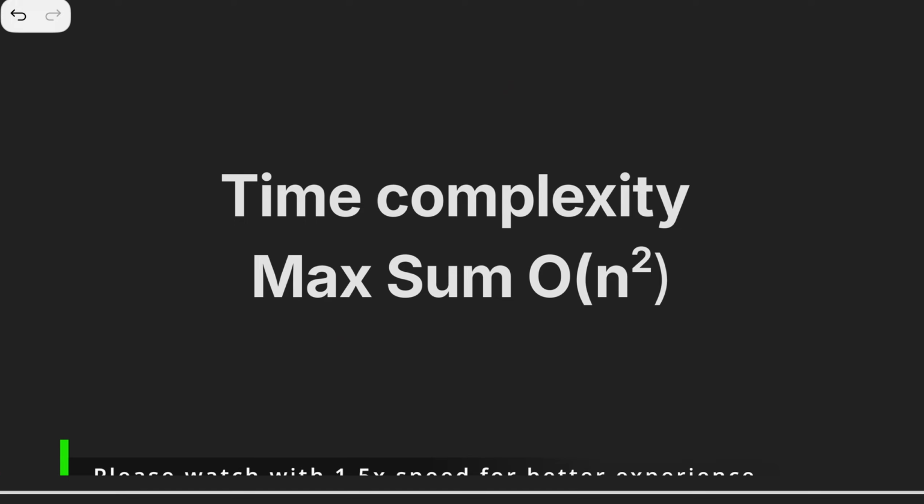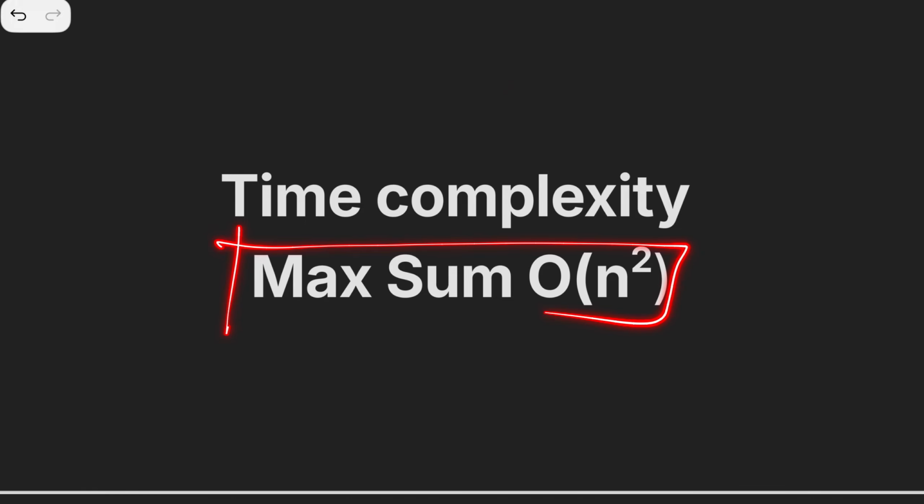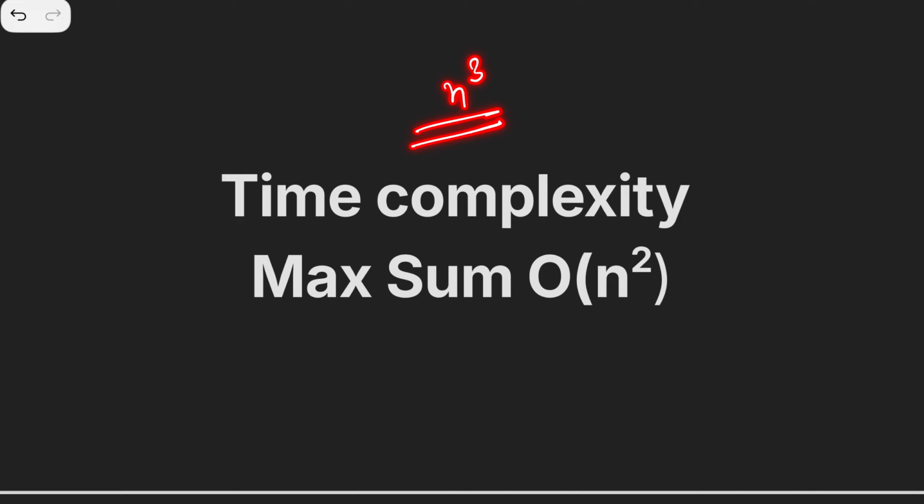To understand time complexity by an example, we have taken a standard problem, that is max sum. We have already seen how exactly we can solve the max sum problem with an n cube algorithm. I will put that video in the card. Please do watch that video before you watch this. In this video, we are going to solve that problem in n square.